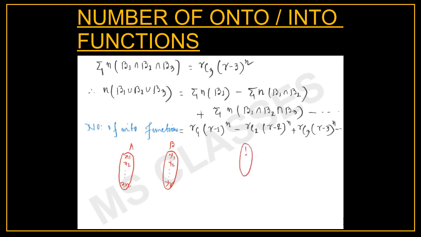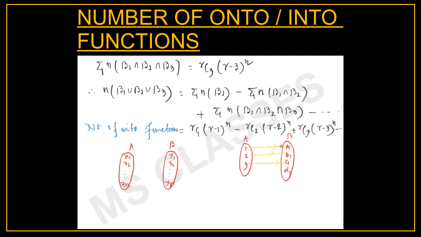I have taken here three elements 1, 2, 3. And here I take set B having 4 elements. No chance of onto function. Why? Suppose this is the case. Even if there is a one-one function, there will be at least one element in B which will not have a preimage.